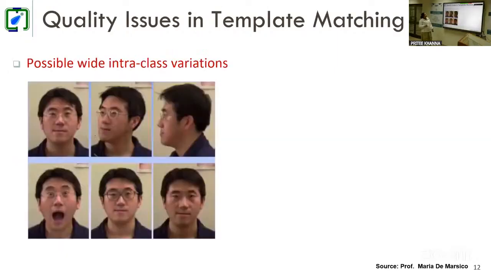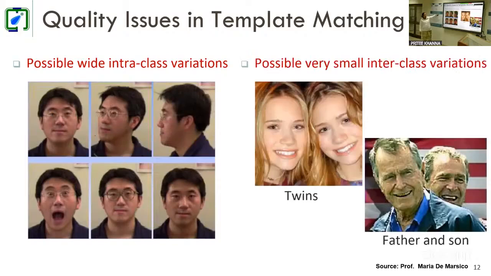Now, what are the quality issues in template matching? First of all, we need to take care of different positions. Then there might be very small interclass differences. For us it has become difficult. I have cousins who are twins, and after quite some time we are able to recognize them, but for someone seeing them for the first time it is very difficult. There are fine differences, so we need to take care of those fine differences so that we can identify them.